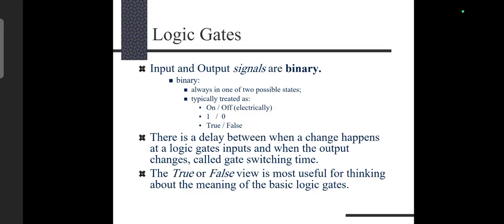When we look at the characteristics of input and output signals, they are binary. Binary means always in one of two possible states. Typically it is treated as either on state or off state, meaning electrically 1 or 0, that is logically true or false. We can also treat the state as high or low. There is a delay between when a change happens at a logic gate's input and when the output changes, called switching time. The true or false view is most useful for thinking about the meaning of the basic logic gates.